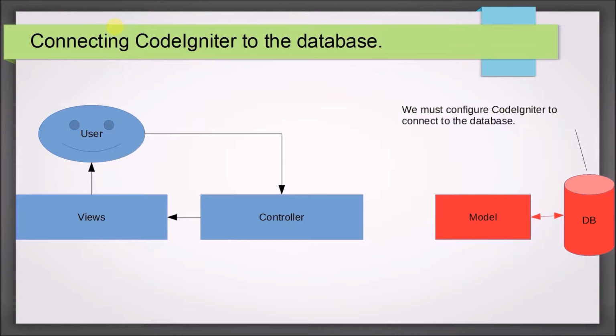So this is our current graph, what we were working on before. We were working on this stuff over here. Right now, the first thing we have to do is configure CodeIgniter to connect to the database. So we haven't even talked about the model yet, but this whole thing, this would be CodeIgniter if I had another box around here. And then we have to get CodeIgniter to talk to the database. So we're going to talk about that first.